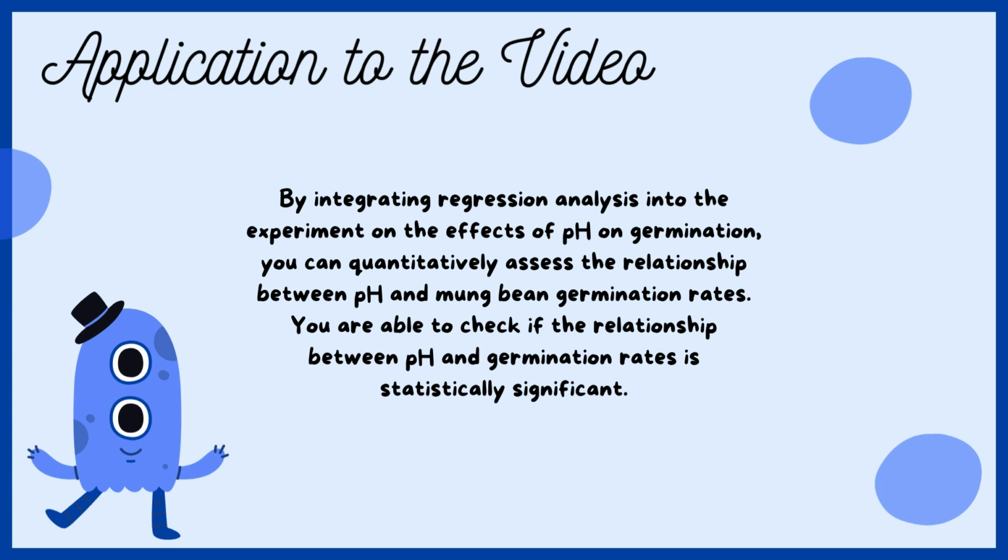Application to the video. By integrating regression analysis into the experiment on the effects of pH and germination, you can quantitatively assess the relationship between pH and mung bean germination rates. You're able to check if the relationship between pH and germination rates is statistically significant.